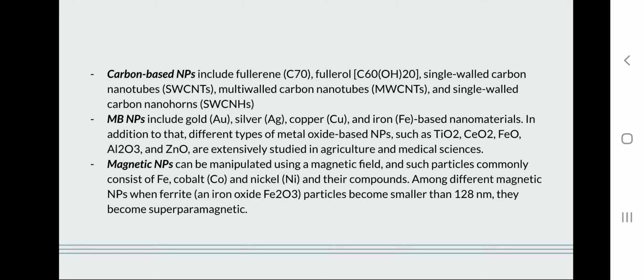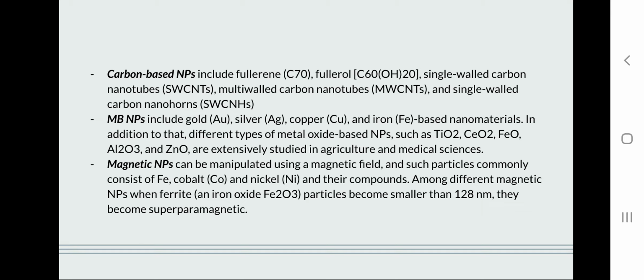The next category is metal based nanoparticles. These include metals like gold, silver, copper, and iron-based nanomaterials. In addition to that, there are different metal oxide nanoparticles such as TiO2, CuO2, FeO, and ZnO, and they are used in agriculture and medicinal sciences.